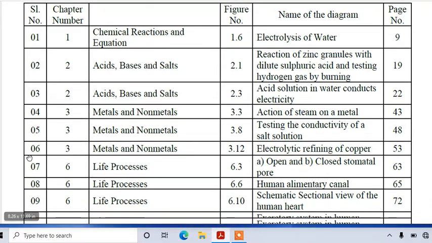Next, from the lesson metals and nonmetals, from the same chapter, figure number 3.12, and the name of the diagram is electrolytic refining of copper. This diagram is very important.